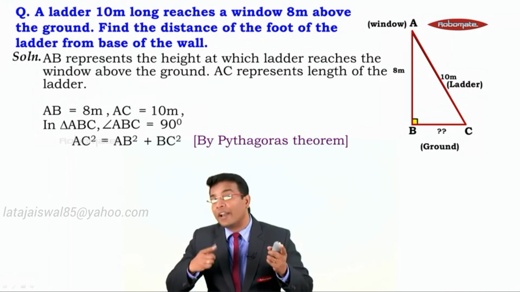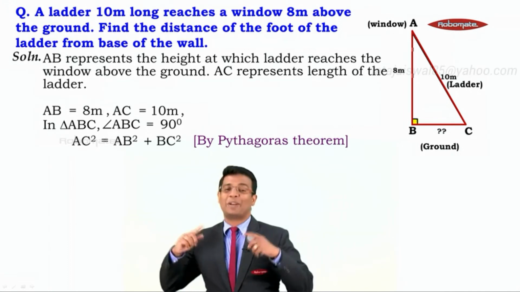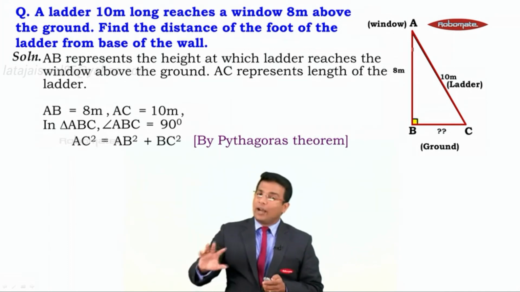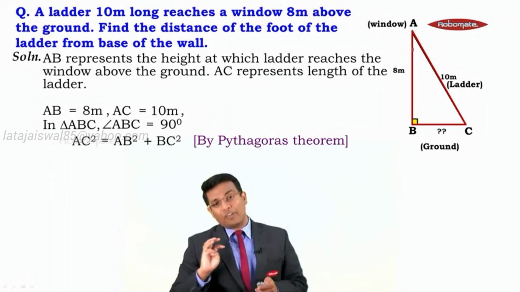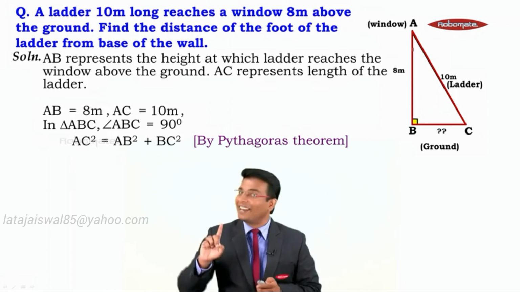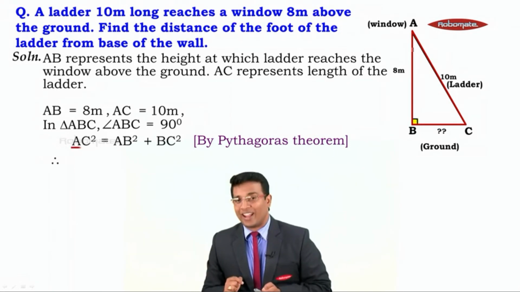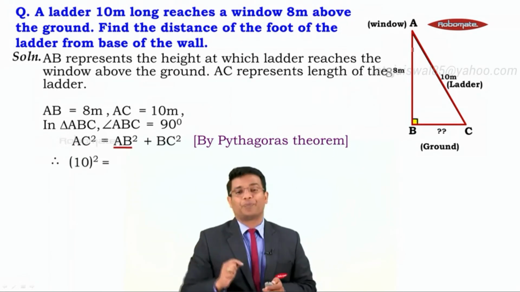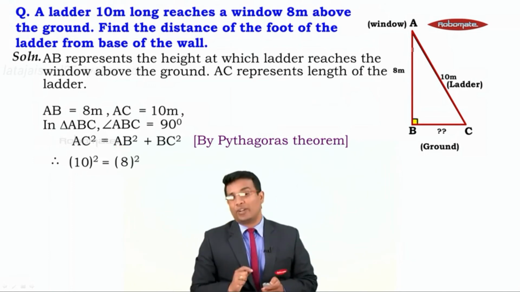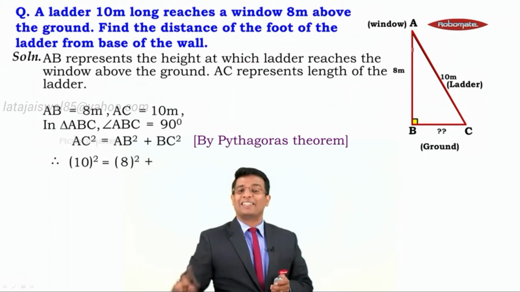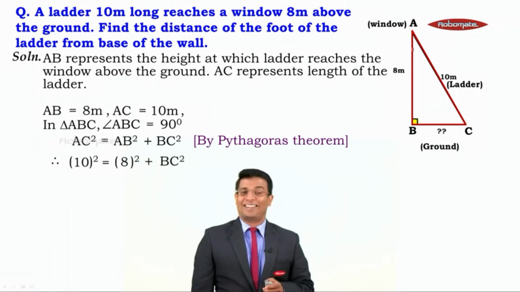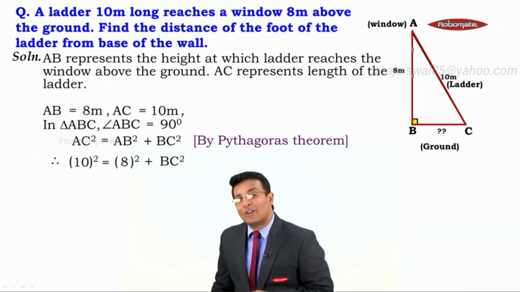Now it is very simple. We just need to substitute the values which we know. We know the value of AC. How much is that? 10. So we write 10 square is equal to, what's the value of AB? It is 8. So it is 8 square plus, do we know the value of BC? No. So we keep it as it is. So we have plus BC square.